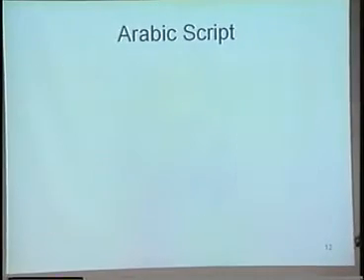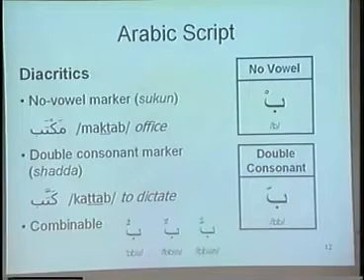So there are other diacritics also. One is the no-vowel marker. This basically says there's no vowel here. If you're fully diacritizing and you want to make sure the reader knows that there is an a here, there's an i here, and there's nothing here, that's the character that you use.